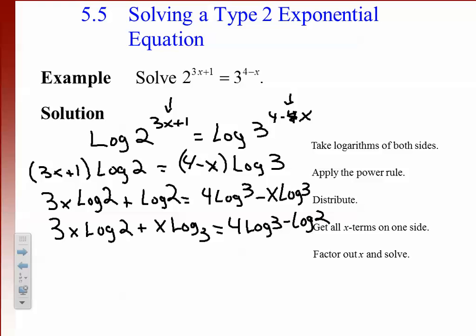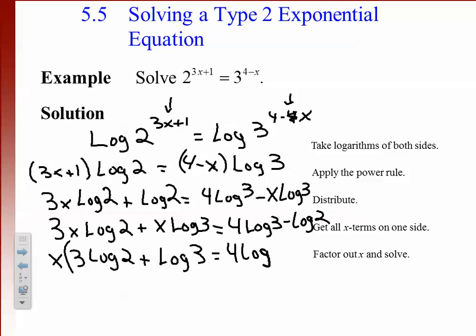If we do that, we put the x out here, and this becomes, I put a little paren here, 3 times log of 2 plus log of 3. I keep writing these as bases, but they're not. They're like that. And equals 4 log of 3 minus log of 2. Okay, so I'm going to close my paren there.